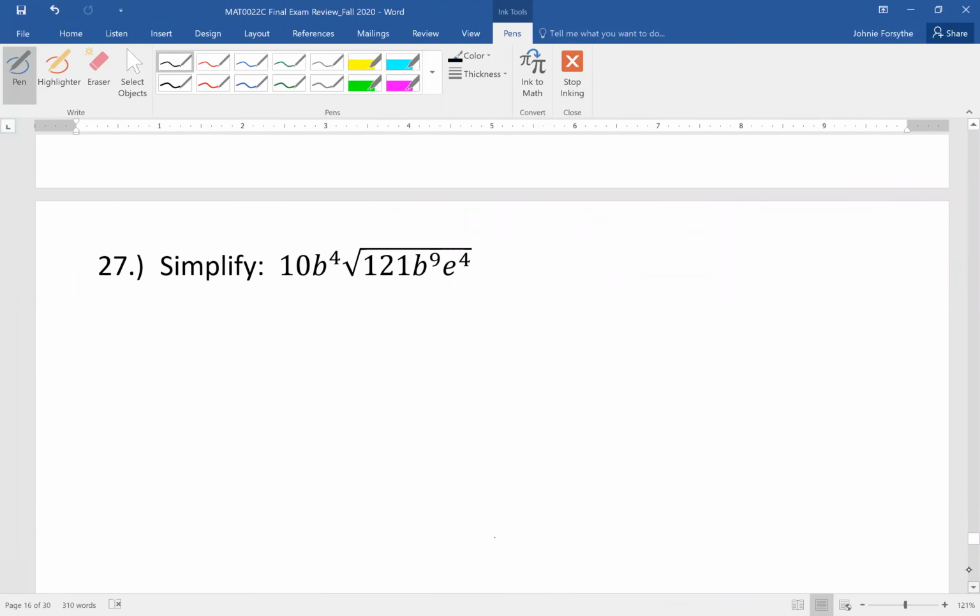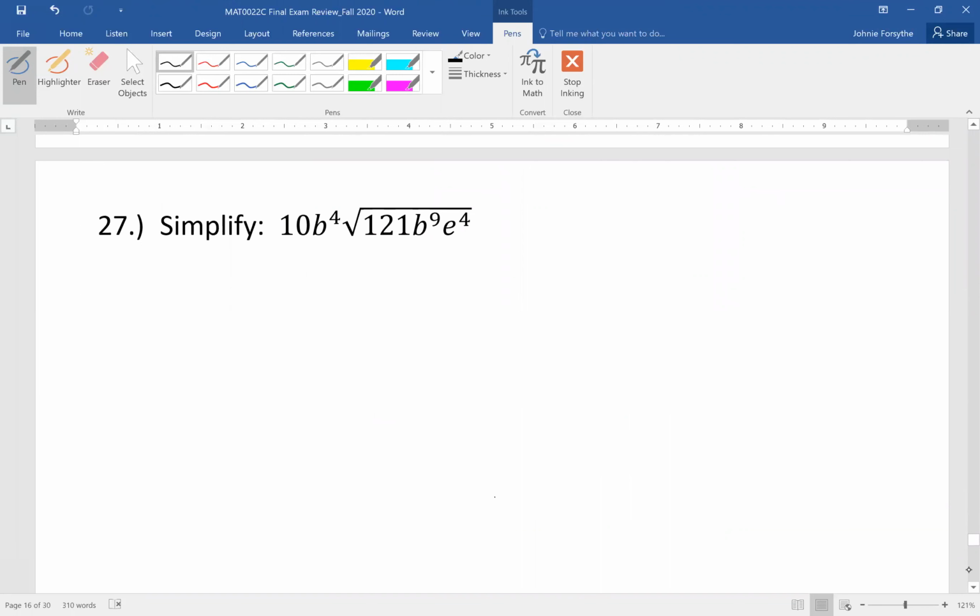Okay. So the next problem, we are simplifying this square root. So we have 10b to the 4th times the square root of 121 b to the 9th e to the 4th. So the 10b to the 4th, that's going to just stay on the outside for now. If we bring anything else to the front of the square root, then we will multiply that with that. But for now, we'll leave it there.